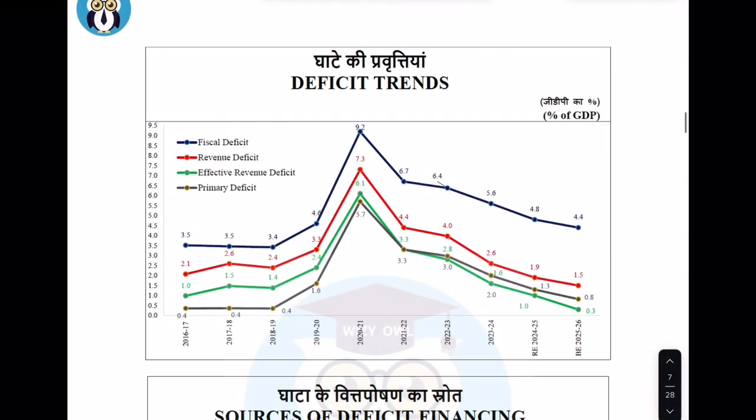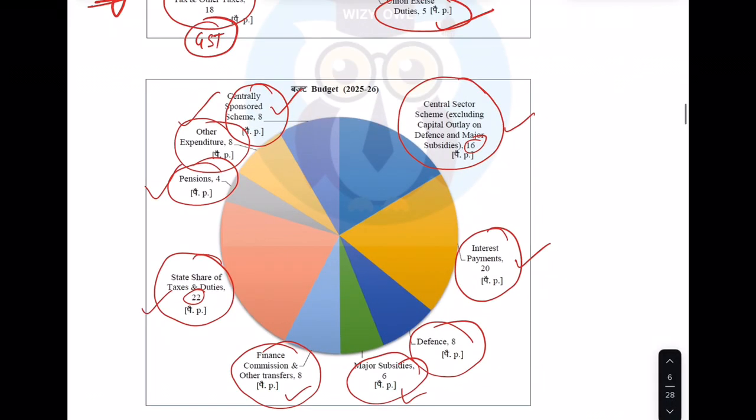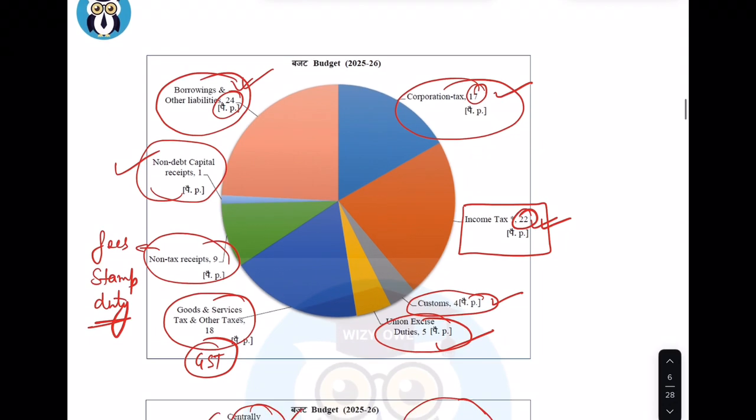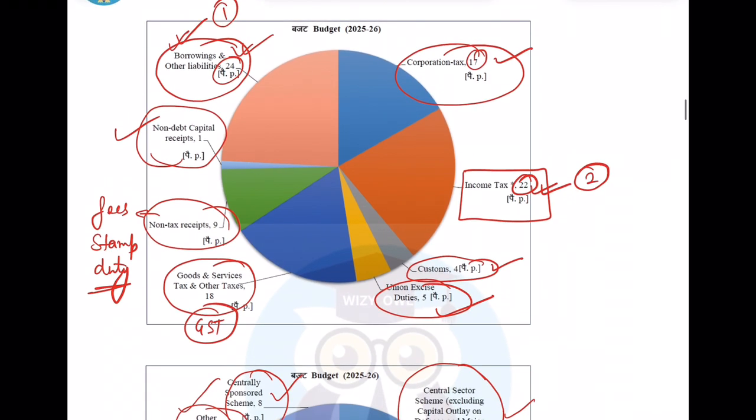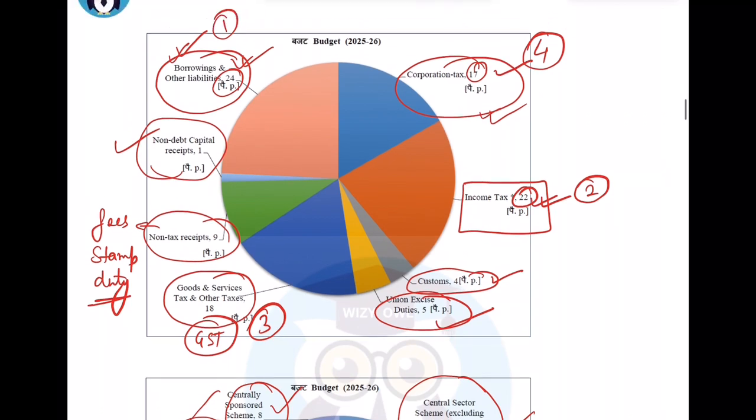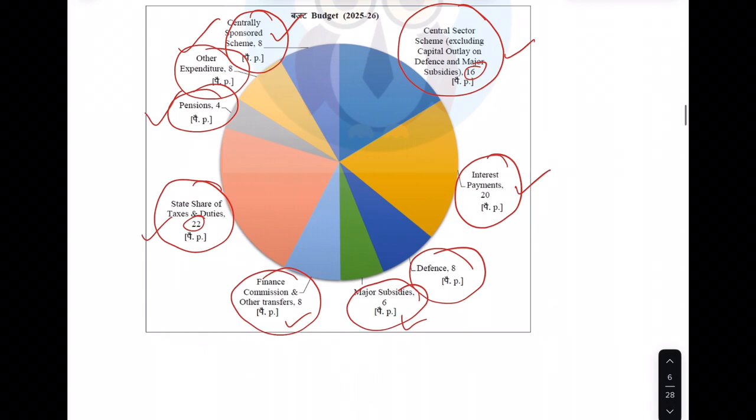Okay, just look into the trends, which is the maximum one. The maximum is borrowing and liabilities, that is the first. Then the second will be income tax, then 3 will be the GST, then 4 corporation tax. Just remember these top 4, and mainly income tax is more than the corporation tax. Important point is this one. And even income tax is more than the GST.